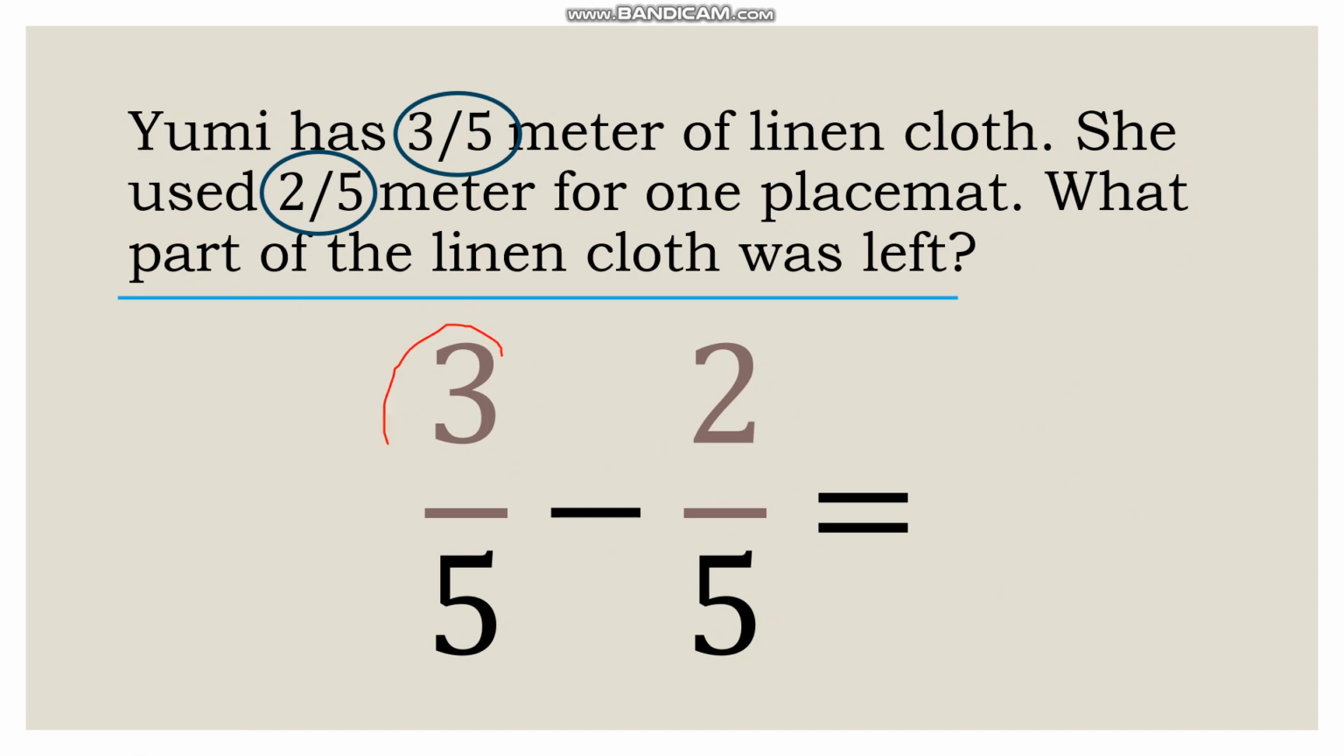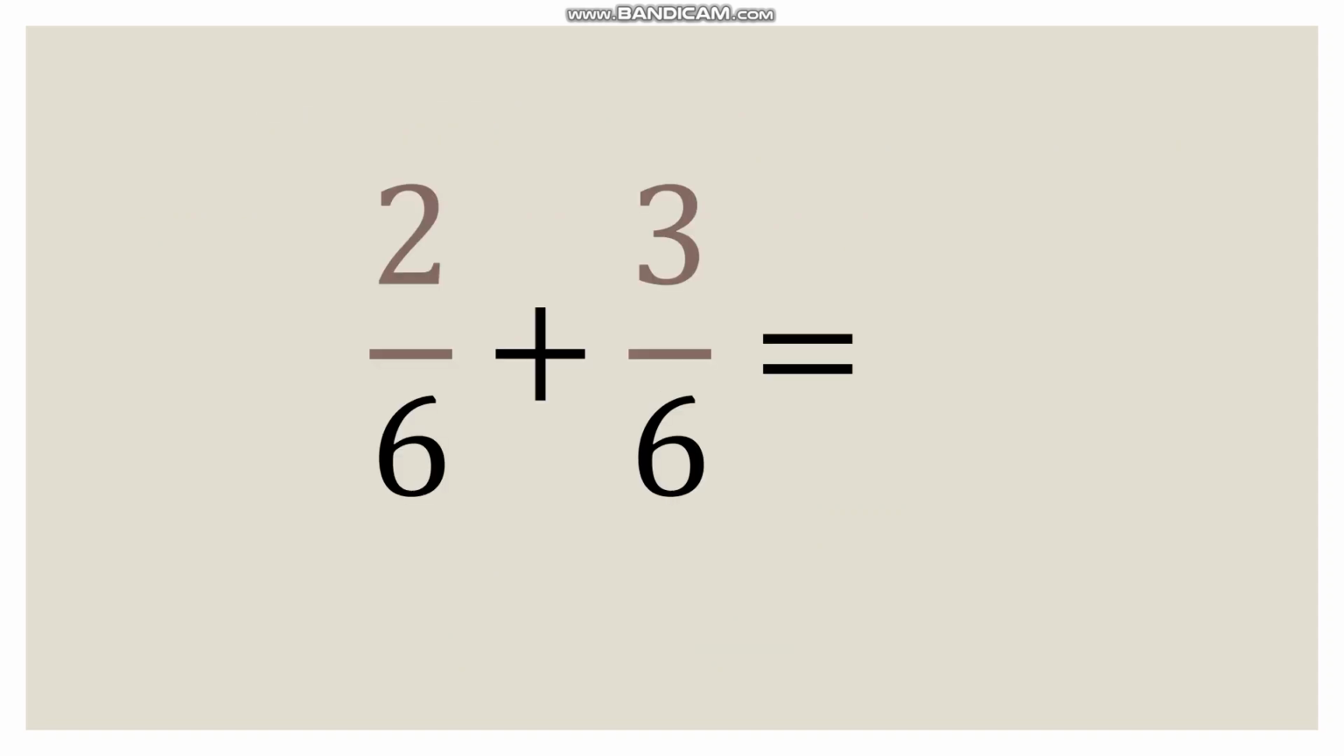3 minus 2, the answer is 1. Then we're just going to copy the common denominator, which is 5. So the final answer, the part of the linen that was left, was 1/5. Okay? Alright, so now please try to answer this one.